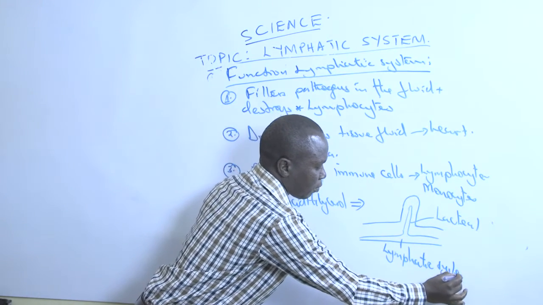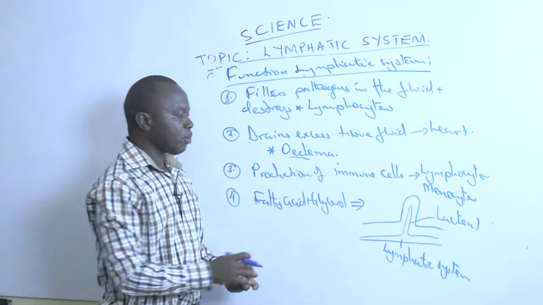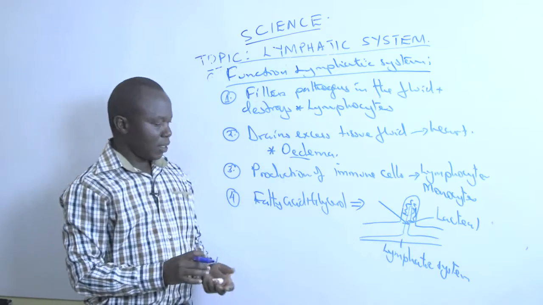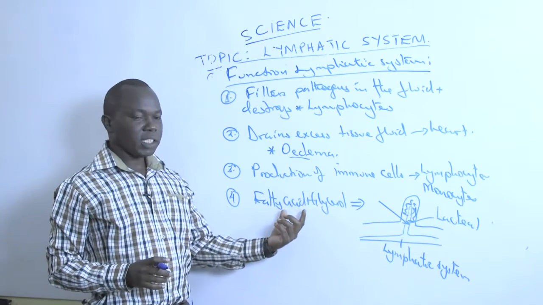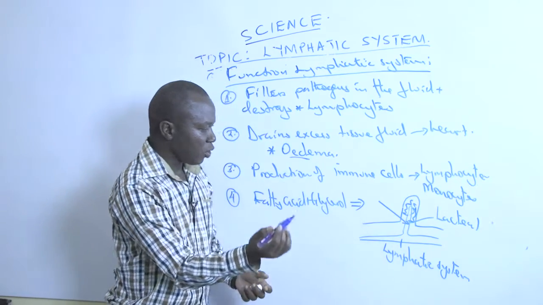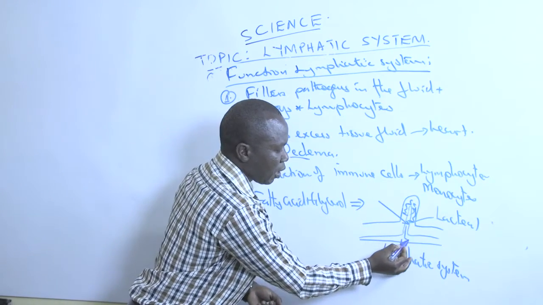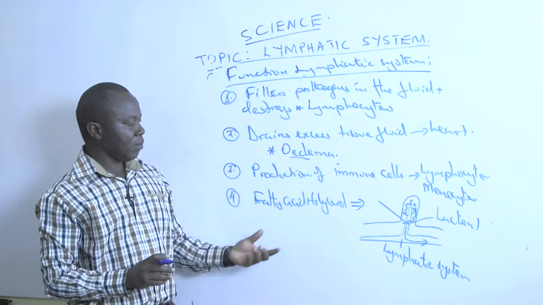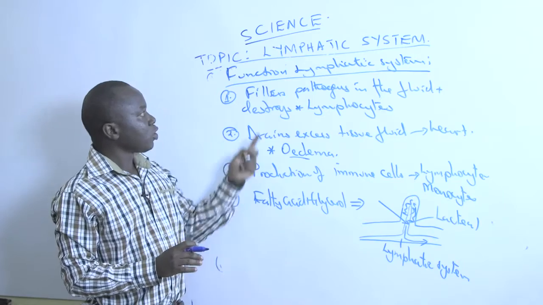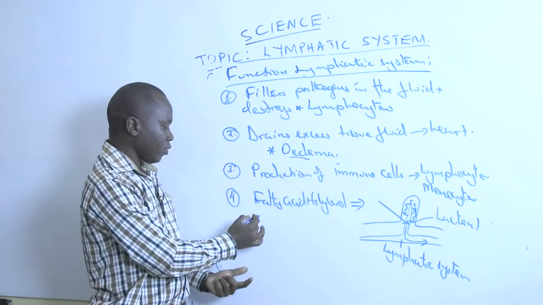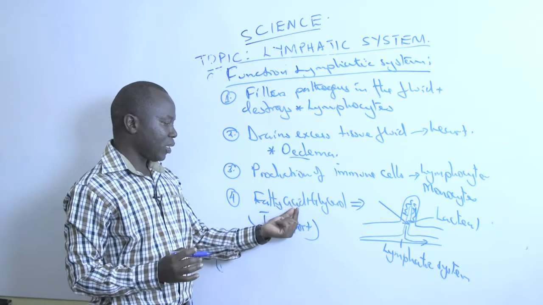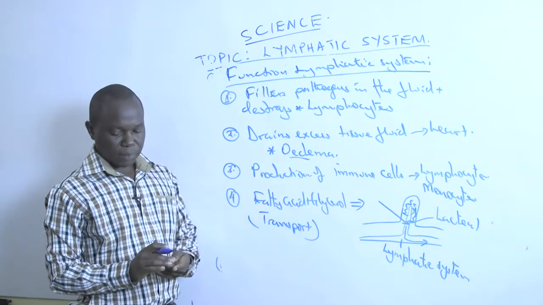So other materials will be absorbed directly into the blood capillaries in the villi, but fatty acids and glycerol that are arising from breakdown of lipids will be absorbed, maybe by diffusion or active transport, into the lacteal and then join the lymphatic system, and will be transported to the rest of the body parts. So the lymphatic system has a function in the transport of fatty acids and glycerol.